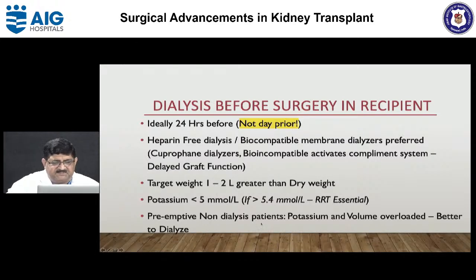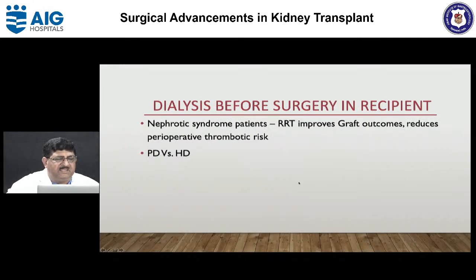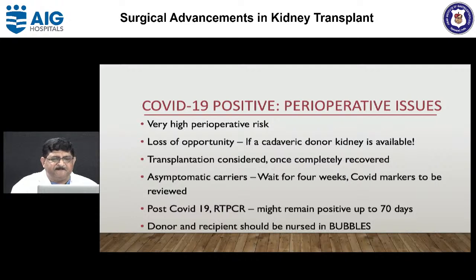In preemptive non-dialysis patients, generally, as I said, if the potassium is high or the patient is volume overloaded, we dialyze them. And as I said earlier, in nephrotic syndromes, RRT also improves the graft outcomes and reduces perioperative thrombotic risk. In peritoneal dialysis, as I said earlier, the graft thrombosis risk is high. COVID-19 positive patients, what are the current considerations in the perioperative period?